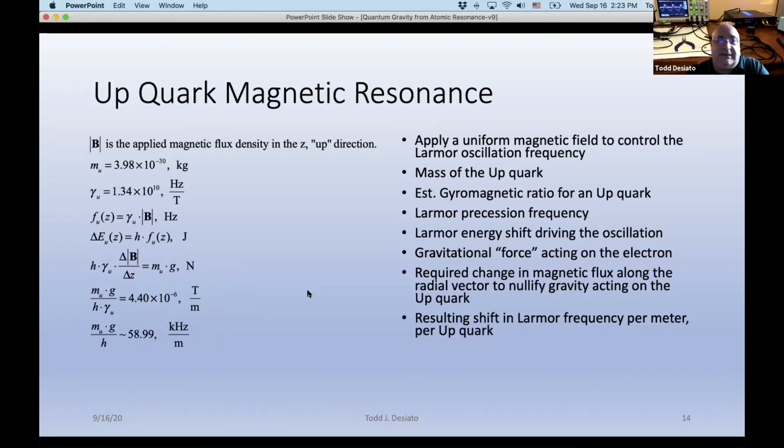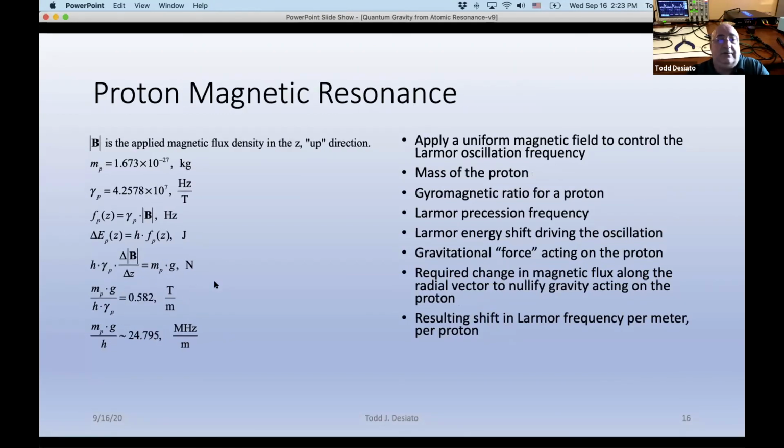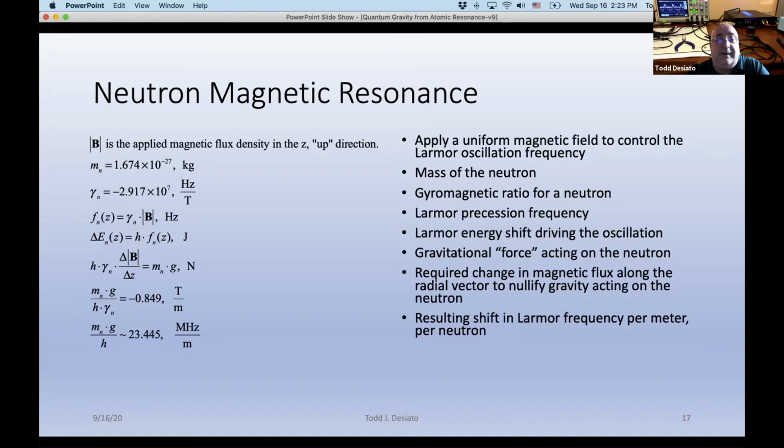And then I did the same calculation for an up quark, which is about 60 kilohertz per meter, and a down quark is 124 kilohertz per meter. Protons are about 24 megahertz per meter, and the neutrons about the same. So these are the shifts in the frequency that occur as a particle falls towards the gravity well.